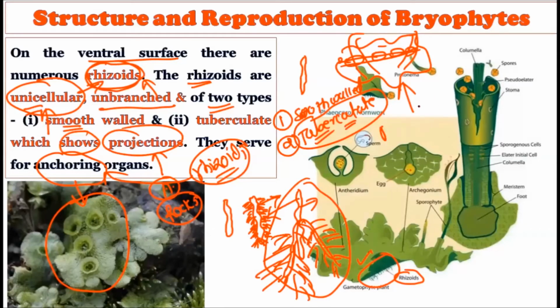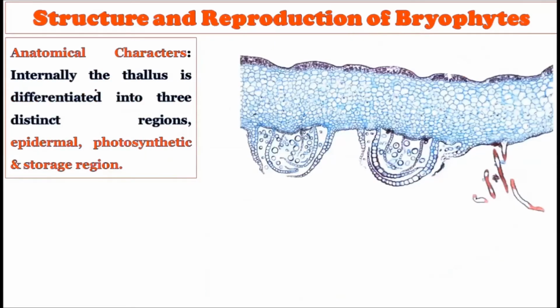That is the smooth wall rhizoids and the tuberculate rhizoids. And these tuberculate rhizoids may serve as the ancestry for the modern day angiospermic tertiary roots. Please remember, these are the important points. So morphologically, this is how the gametophyte of Marchantia looks.